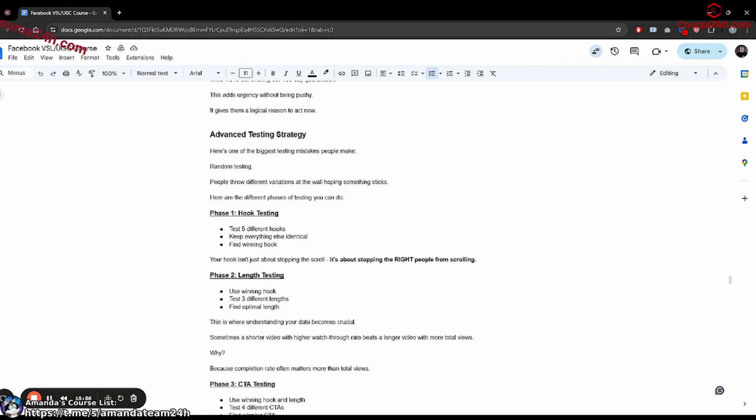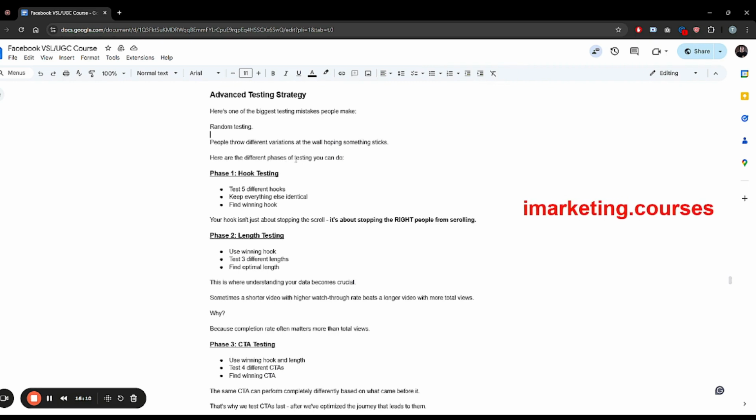Now, moving on, we have advanced testing strategy. And here's one of the biggest testing mistakes people make: they do random testing. People throw different variations at the wall, hoping something sticks. So here are different phases of testing you can do. Phase 1 is hook testing. Test 5 different hooks, keep everything else identical, and find the winning hook.